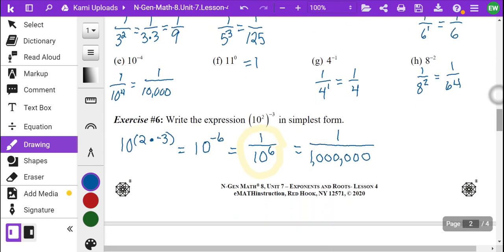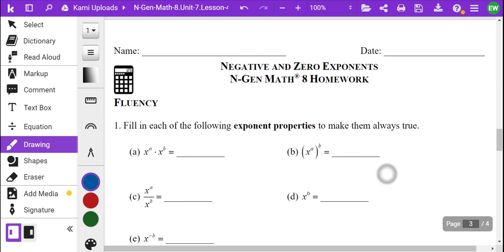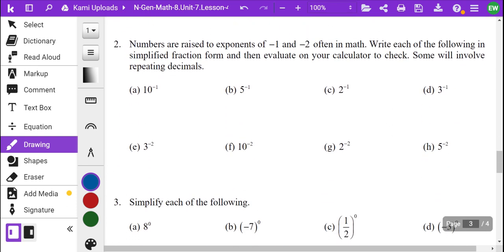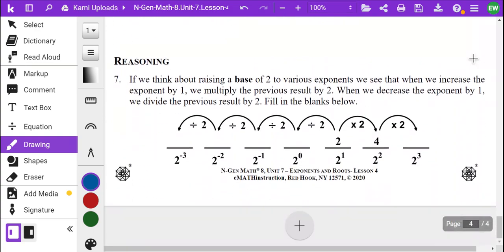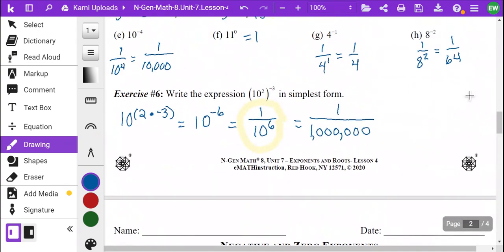All right, I'm going to see if there is a variable problem down here I can give you an example of that for. And there is not. Okay, so you have lesson 4 ALEKS.